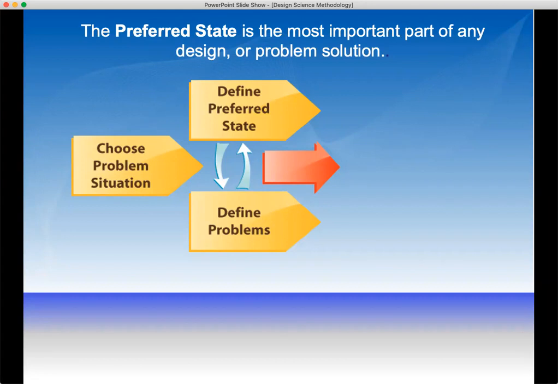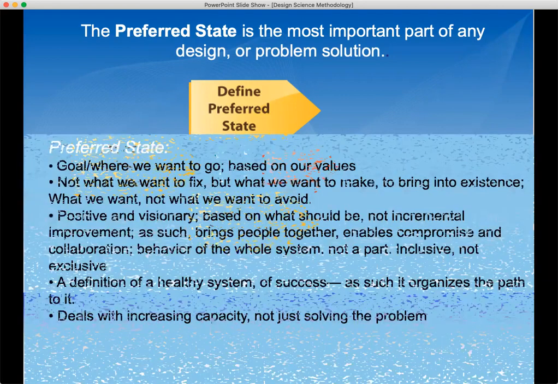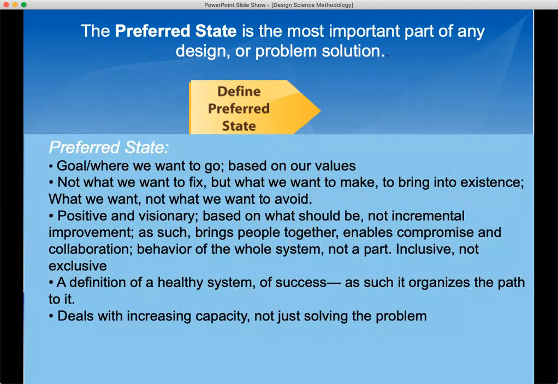And to be a little bit more explicit about that, the preferred state is the goal, where we want to go. It's based on our values. Not our definition of the problem, not what we want to avoid, or what we want to fix, but what we want to make, to bring into existence. What is our vision for the world in terms of this problem situation, whether it's food, hunger, education, climate change? What do we want to see? It needs to be positive and visionary.